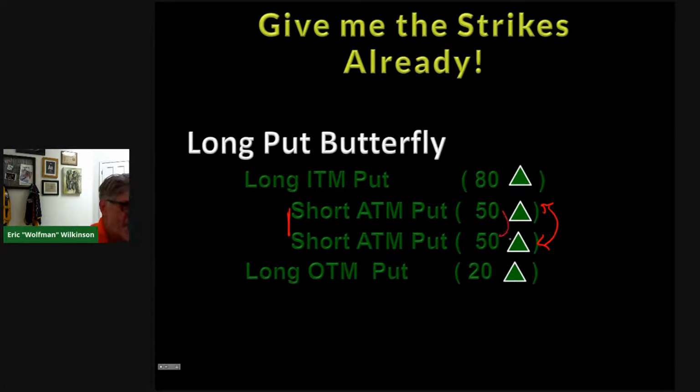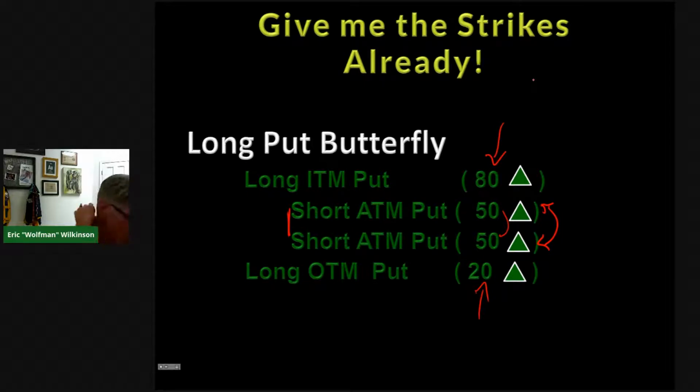You can see I put a 50 delta in there. You're just going to try and sell these two as close to a 50 delta put as you can. It's not always going to be exactly 50 delta put, folks. And then you're going to go out to around an 80 delta in the money put and an out of the money 20 delta put. Those are just to give you ballpark figures here, folks.